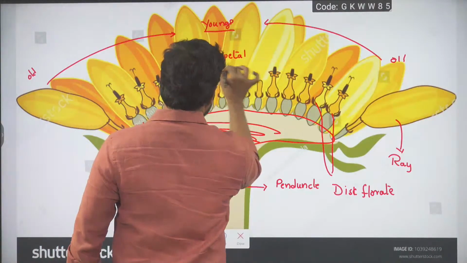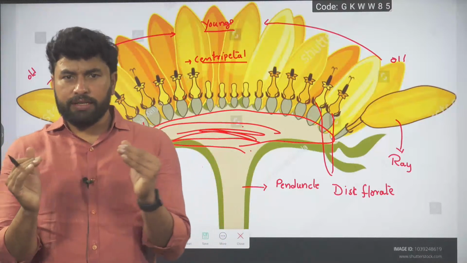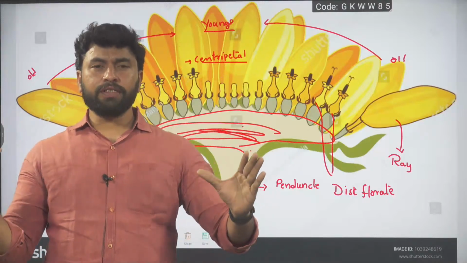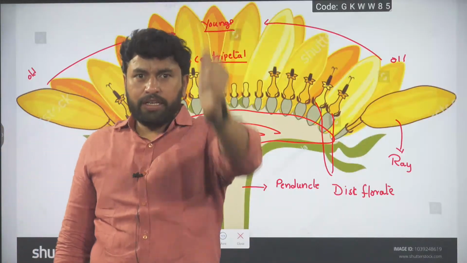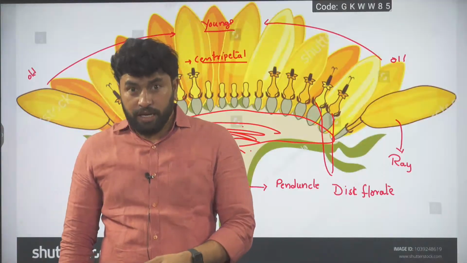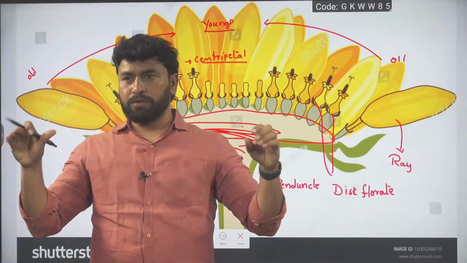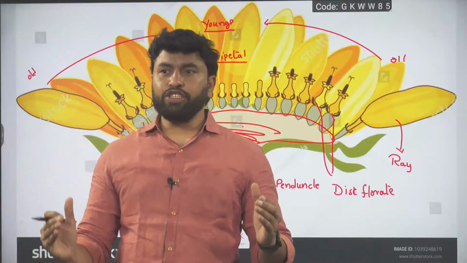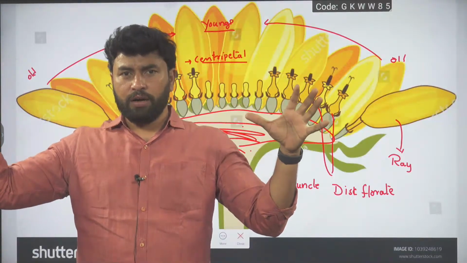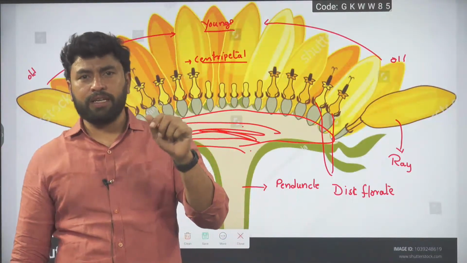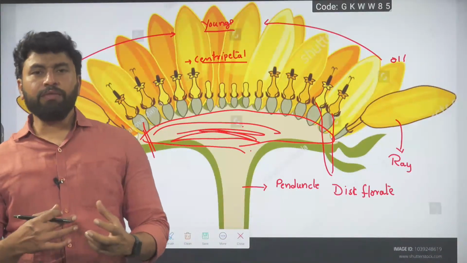In case of head or capitulum type of inflorescence, the flowers are arranged in which order? Centripetal. Since the inflorescence axis is growing laterally, it's not growing longitudinally, it is not growing vertically, it is growing in a mechanism called horizontal growth. That's the reason why there is an arrangement of flowers from periphery to center. Oldest flowers are at the outside, the youngest ones are present at the center. This phenomenon is called centripetal arrangement.